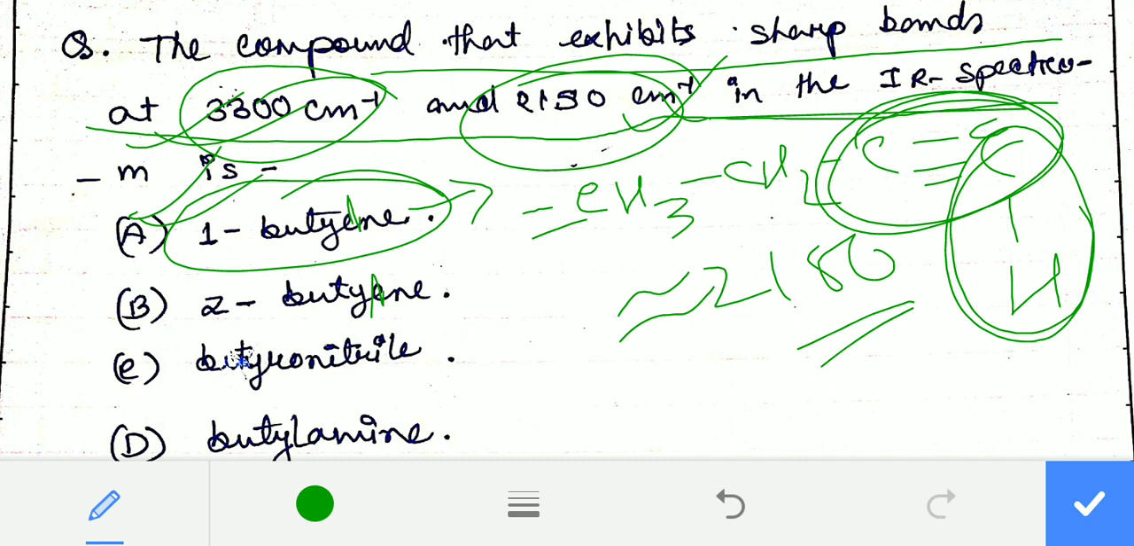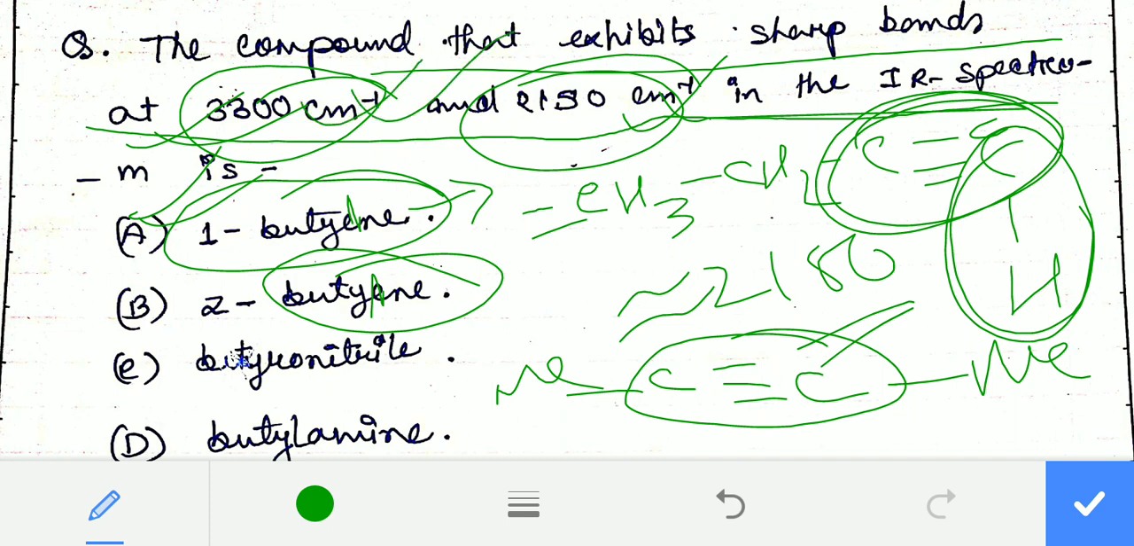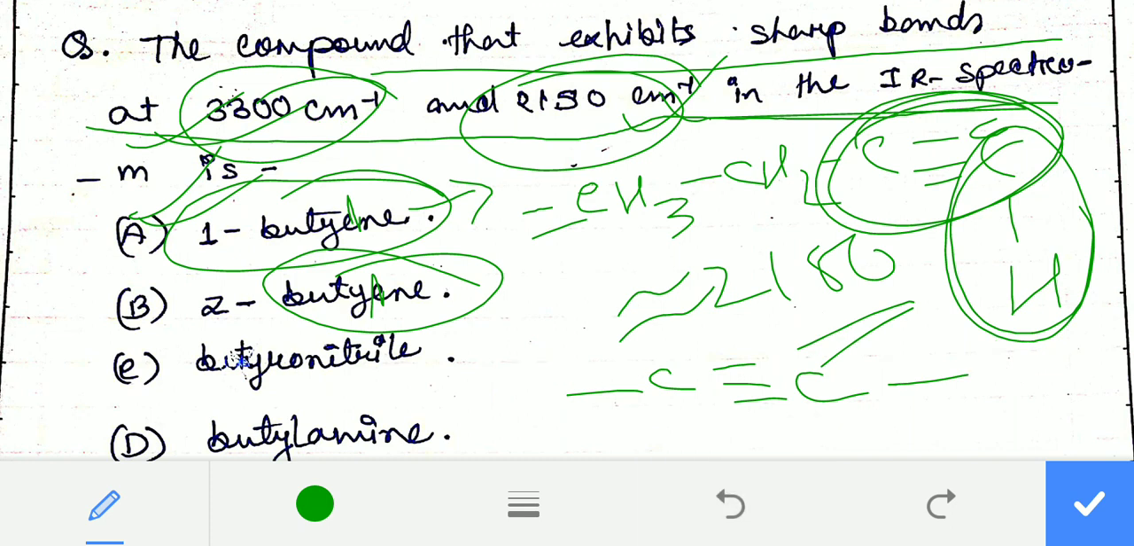Now let's check the other options. In case of 2-butyne, there will not be any acetylene hydrogen present in the structure. As you can see, this is 2-butyne, and there will be no hydrogen attached with an sp carbon atom. From that, there will not be any sharp band occurring nearly at 3300, which is just given in the examination question.